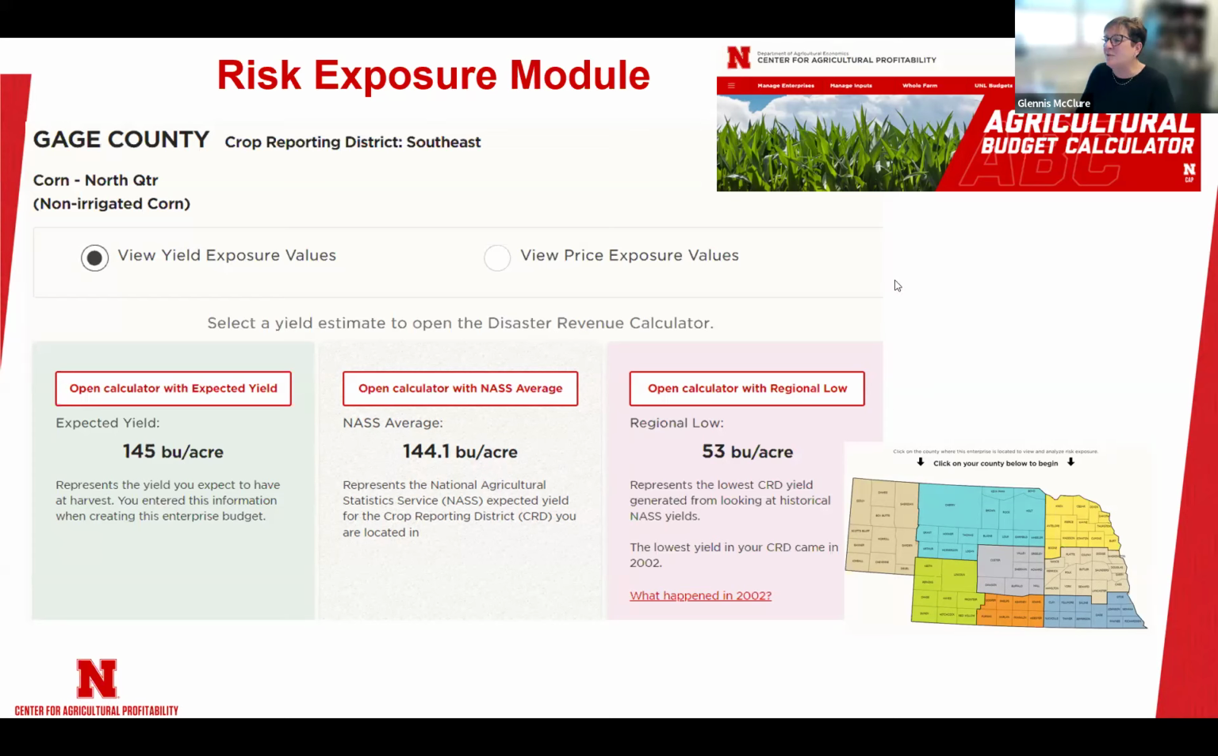What would my return look like? So after I look at a budget and then play with those different coverage levels, how are things going to turn out if we end up with some kind of disaster?